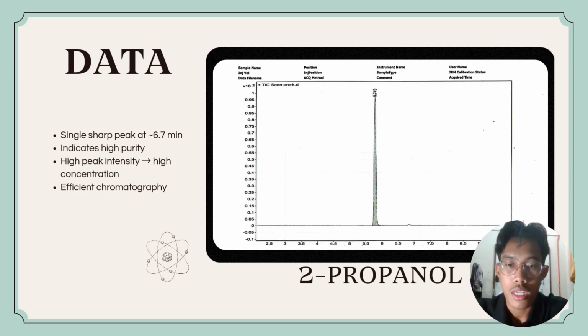This slide shows the chromatograph for 2-propanol. Only one sharp and tall peak is observed at around 5.7 minutes. The absence of other peaks indicates that 2-propanol is highly pure. The high peak intensity also shows that the compound is present at a high concentration, and the analysis was carried out efficiently.